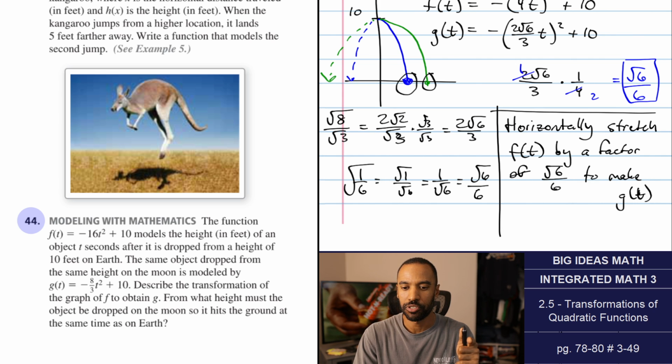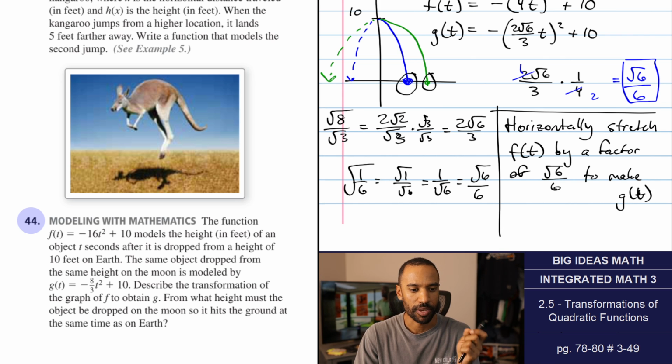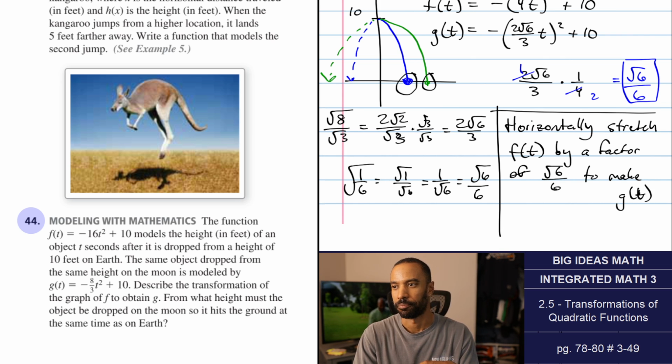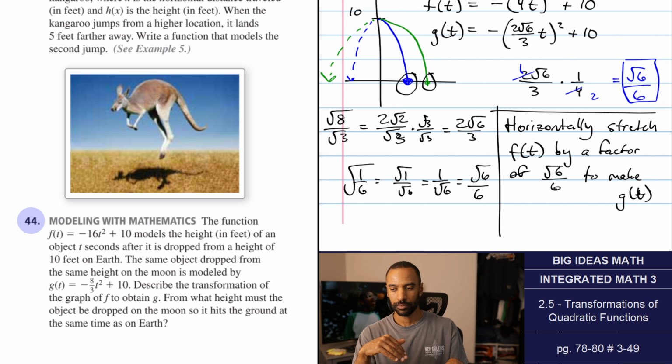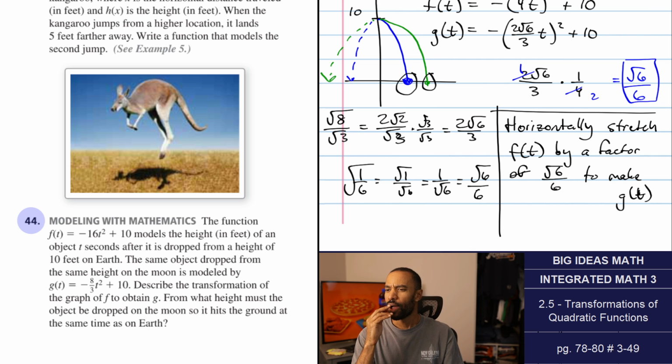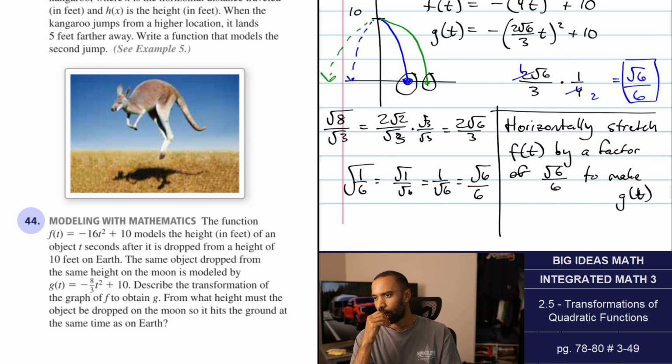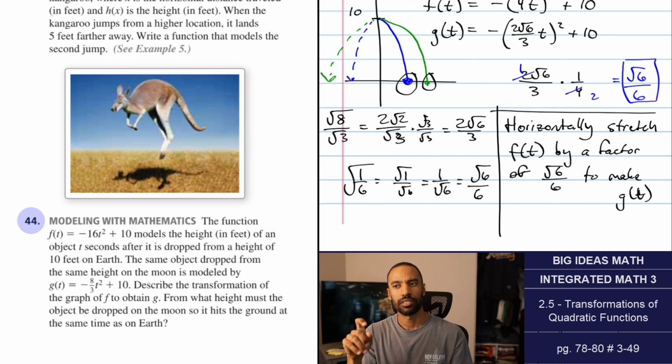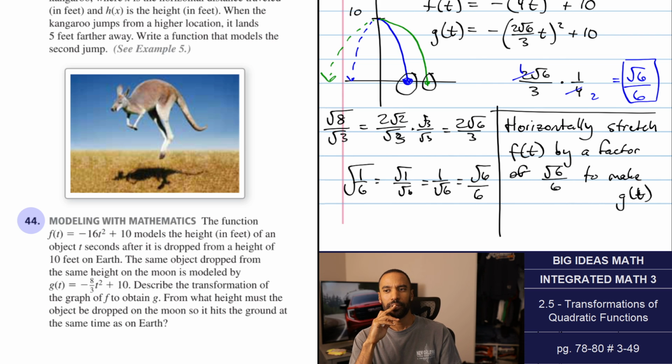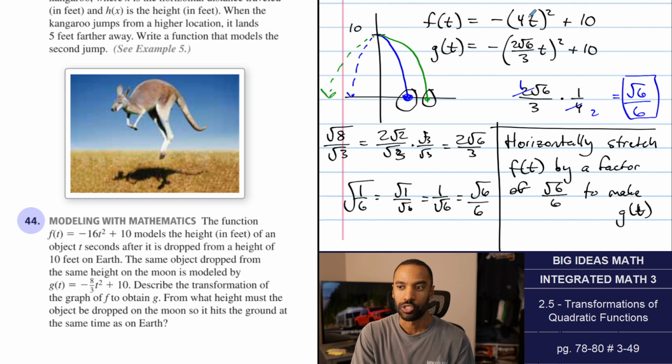That's to go from f of t to g of t. That's what they wanted, right? Describe the transformation of graph of f to obtain g. Yes. Okay. The only problem with that, you know what though? That's backwards, right? Because, oh, that's backwards. You know why?